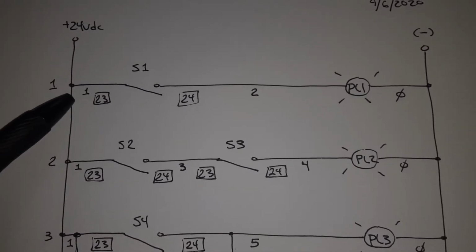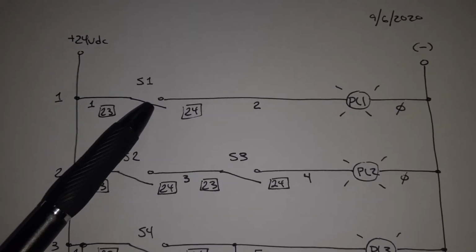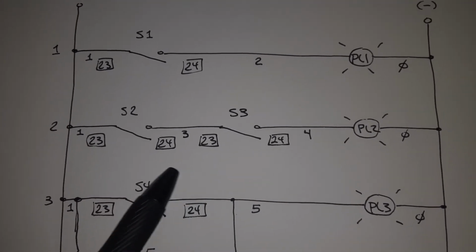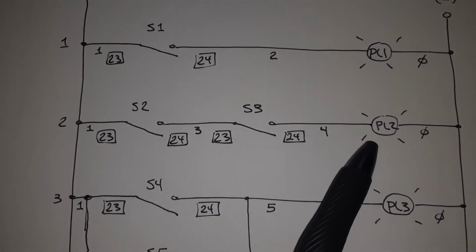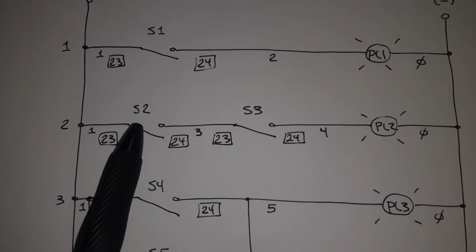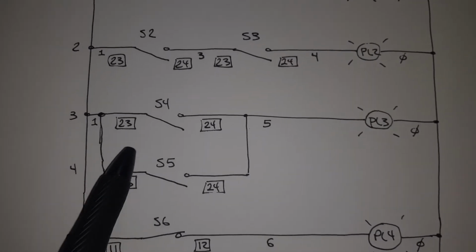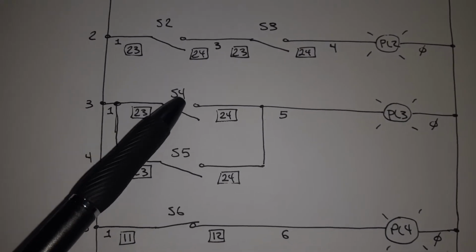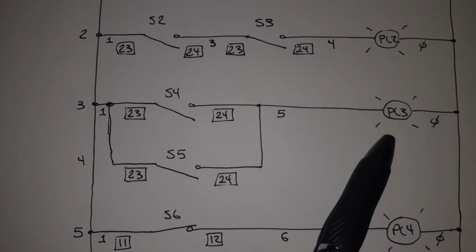Okay, so here on this first line, this is just an on-off circuit. It's off right now. If I close the switch, the light turns on. Okay, rung number 2, I have 2 switches. If I turn both of them on, pilot light 2, PL2, turns on. This is AND logic, this and that. Okay, down here, switch 4 and 5, this is OR logic. This one turns on, or this one turns on. Pilot light 3 lights up.